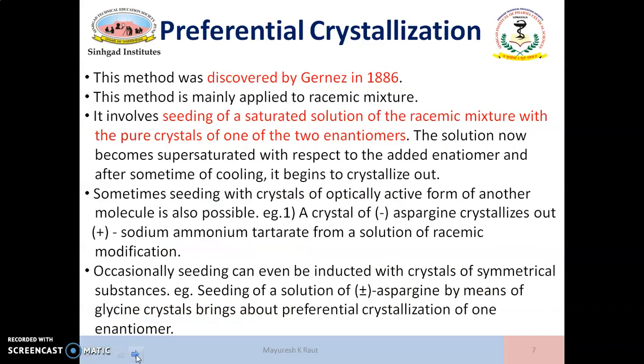The second method is preferential crystallization. This method was discovered by Gernez in 1886. In this method, the seeding of saturated solution of racemic mixture with pure crystals of one enantiomer is done. So now the solution becomes supersaturated with respect to the added enantiomer. Example is crystals of negative asparagine crystallizes out positive sodium ammonium tartrate from a solution of racemic modification.